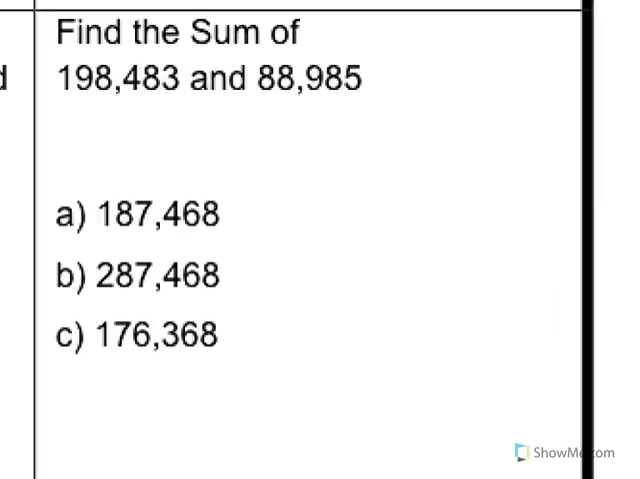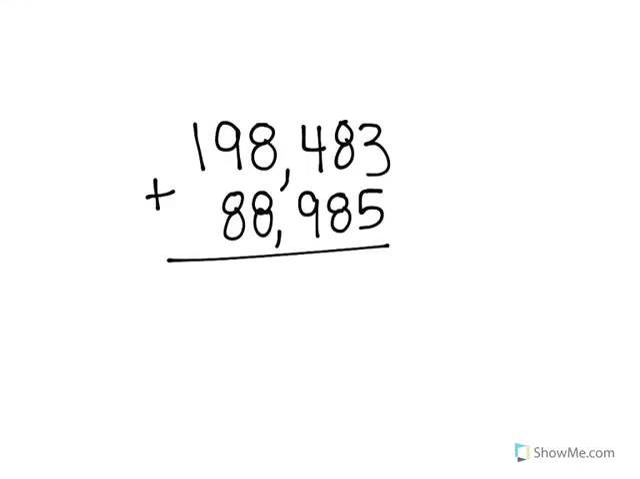All right, next one. This one says find the sum of 198,483 and 88,985. Well, sum is the answer to an addition problem, so we need to add. I've already stacked my numbers and lined up my places, so I'm ready to add. 3 plus 5 is 8. 8 plus 8 is 16.